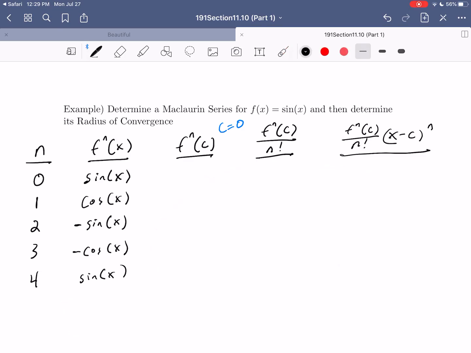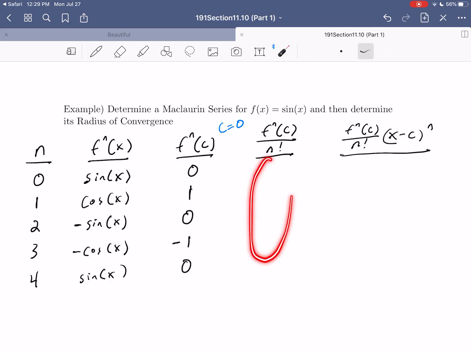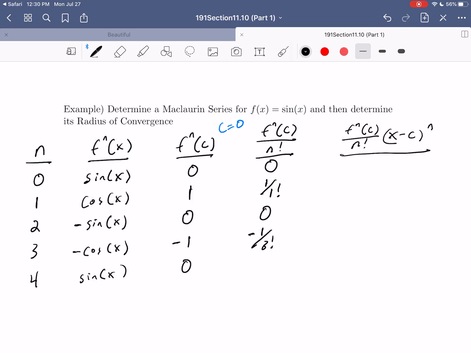Now we're going to evaluate each of these things at 0. So it looks like we should get 0, and then 1, and then 0, and then negative 1, and then 0. Here, if we have a 0, it's just going to be 0. So it looks like we're going to get 0, 1 over 1 factorial, 0, minus 1 over 3 factorial, 0. Here we're going to have 0, then 1 over 1 factorial, x, 0, minus 1 over 3 factorial, x cubed, because we're on n equals 3, and then 0.